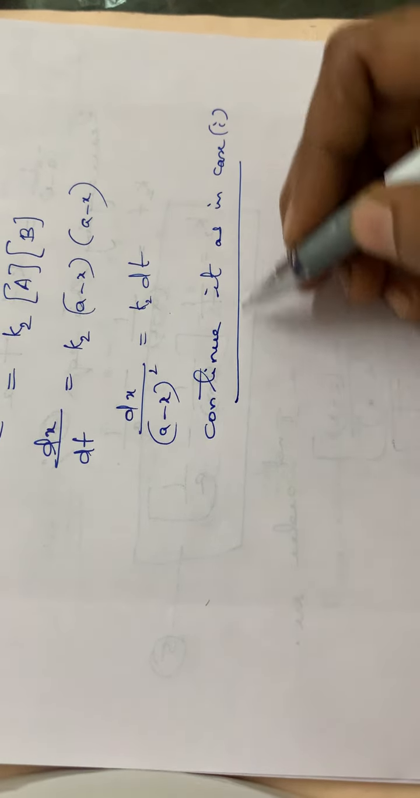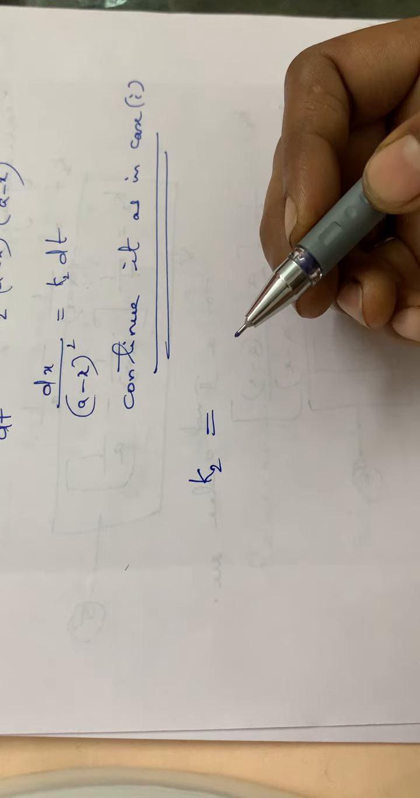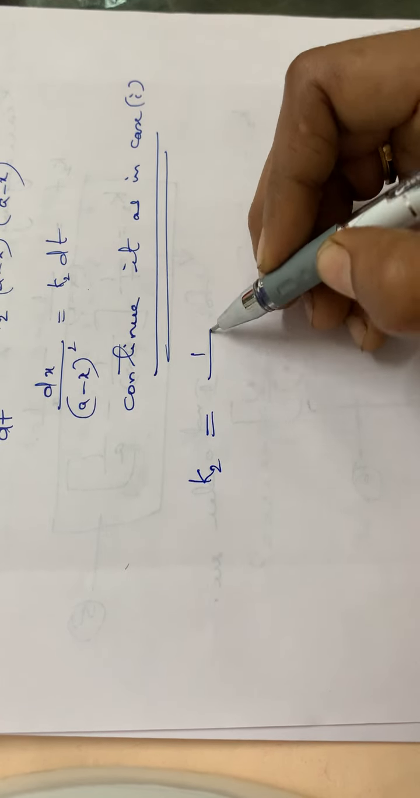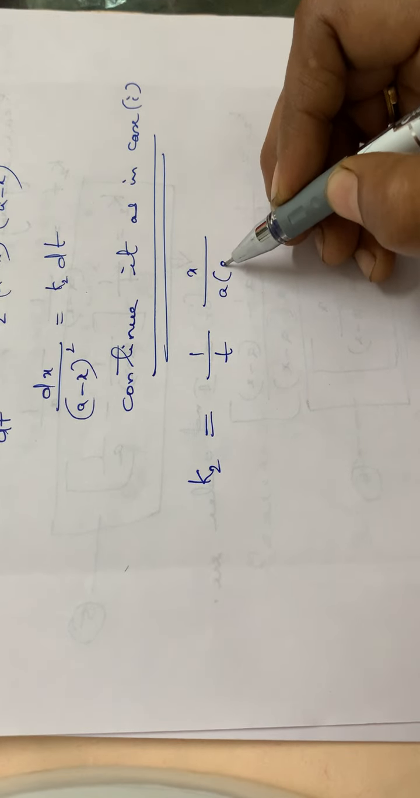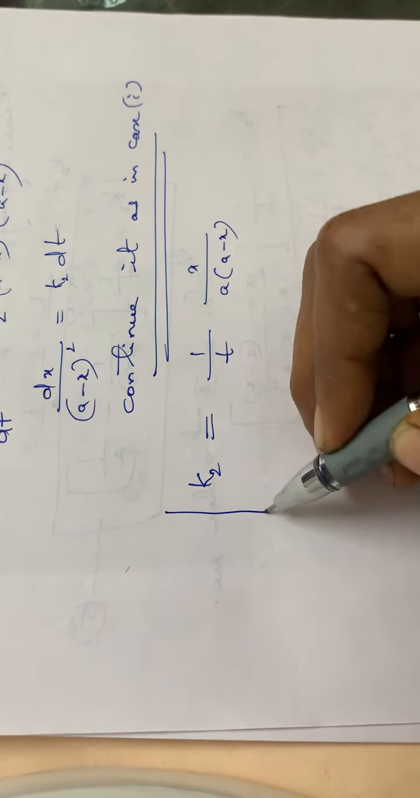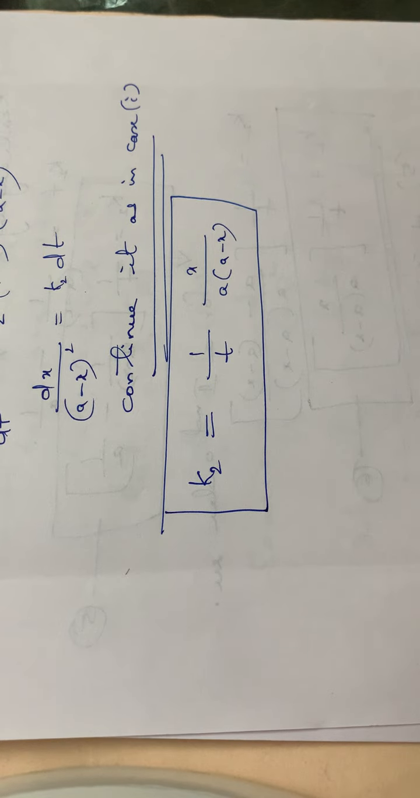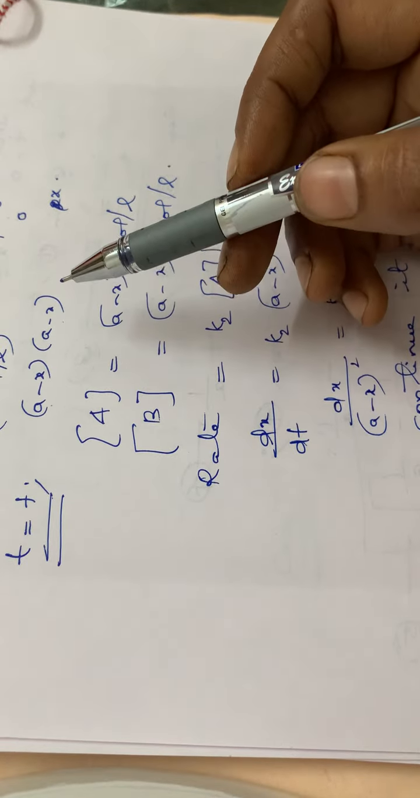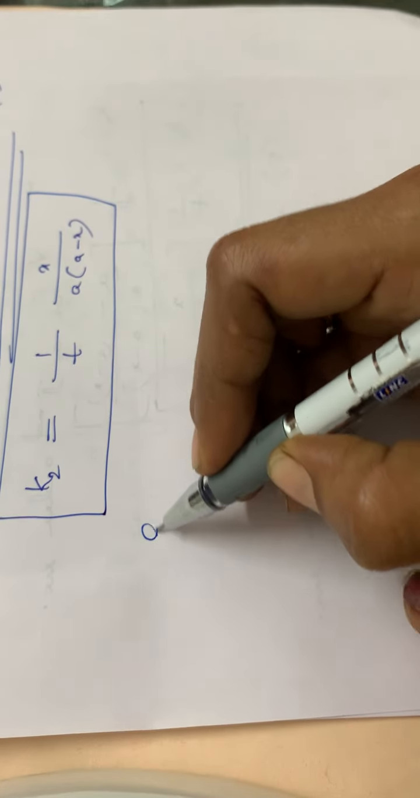So after that the final expression for the rate equation will be K2 is equal to 1 by t into x divided by A into A minus x. K2 is equal to 1 by t into x divided by A into A minus x, if the concentrations are the same. Then you have to go through the third case.